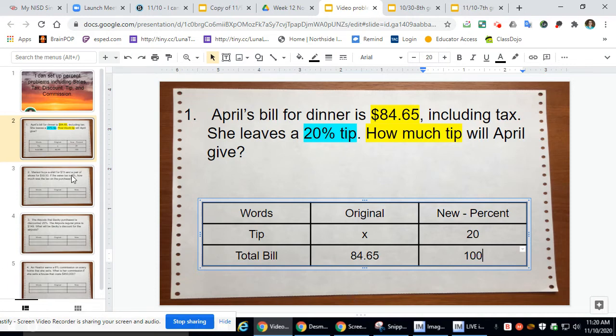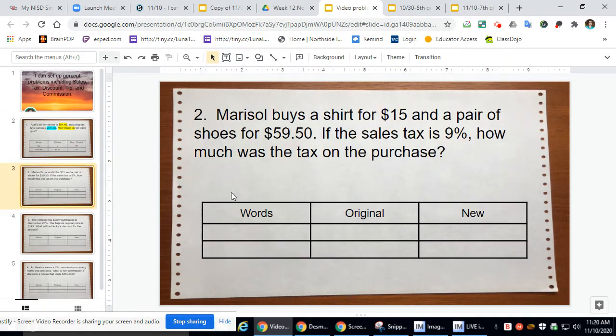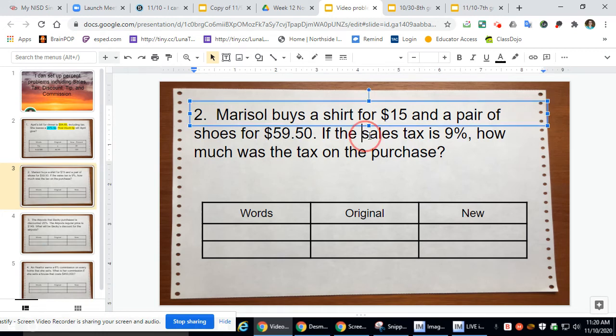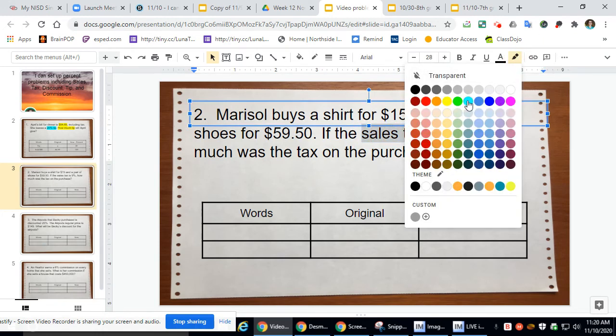All right, let's take a look at another one. Marisol buys a shirt for $15 and a pair of shoes for $59.50. If the sales tax is 9%, how much was the tax on the purchase? Okay, so we are looking at a part, which is our sales tax. So I'm going to go ahead and highlight that in blue.